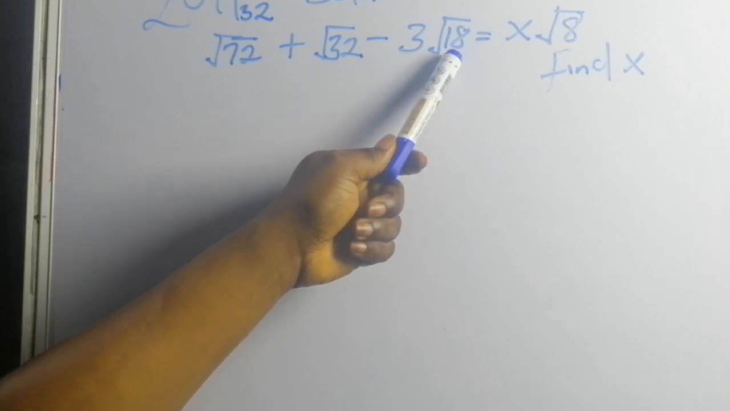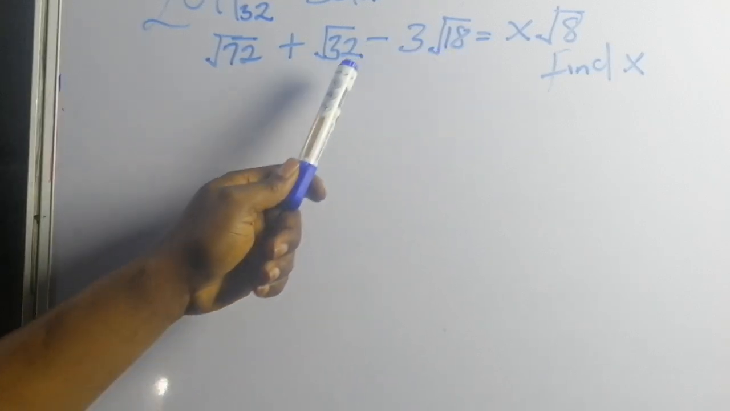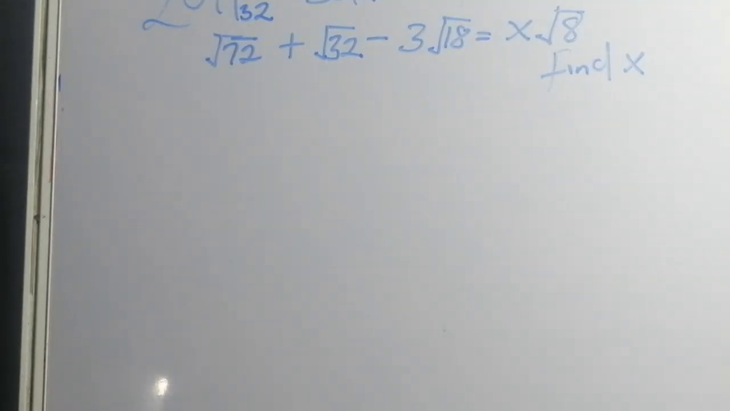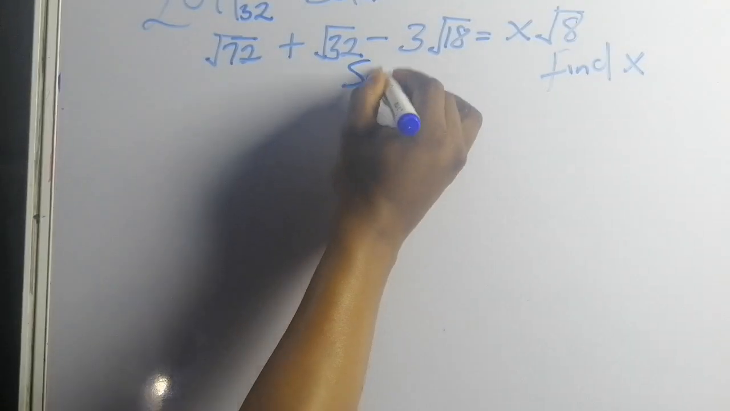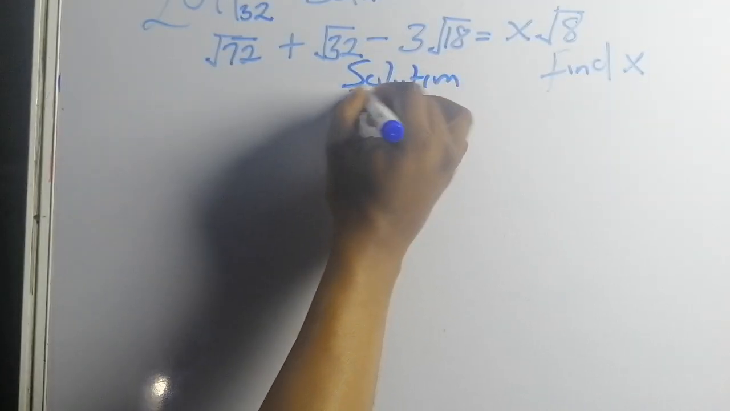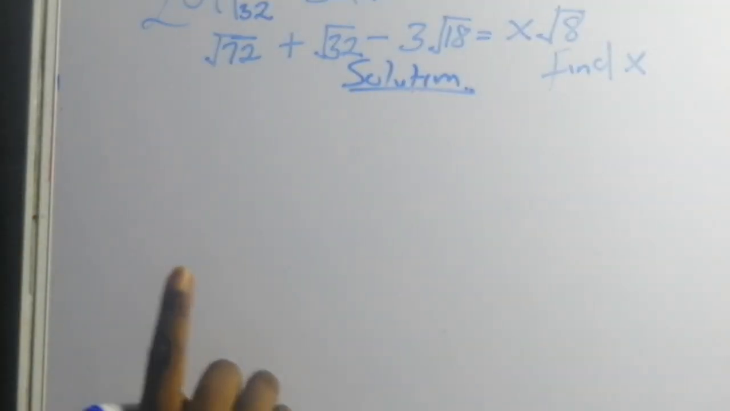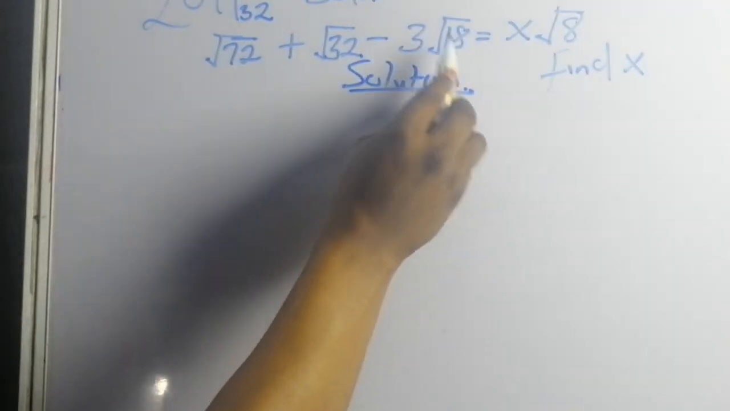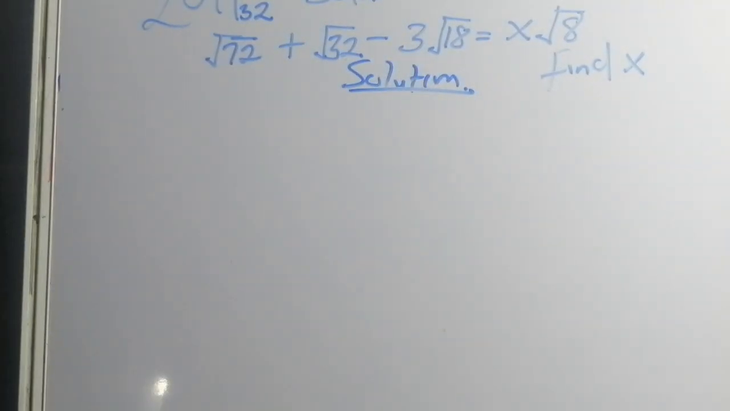I can divide this one by 2, and that makes them equal. So what you just need to do is go straight to the solution. Remember the law under addition and subtraction of surds: the value inside the square root must be the same before you can add or subtract them. That is very important.